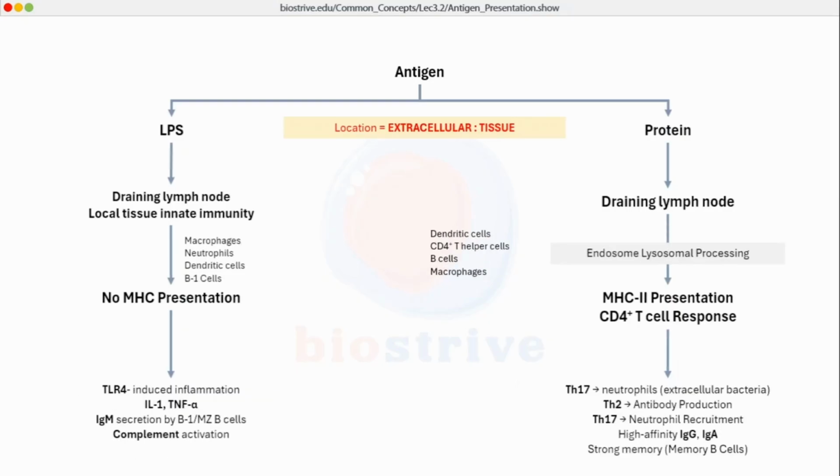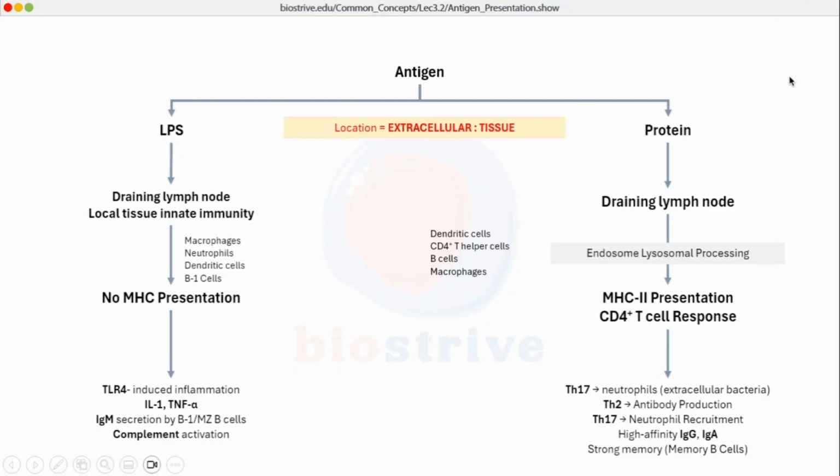Now let's come to the last one, where the nature of antigen itself is extracellular and the site of infection was tissues. If the nature is LPS, it will be taken down to the draining lymph nodes of local tissues. There will be no MHC presentation as we saw with the previous one, and there will be only B cell activation. A TLR4 response will be there. There will be some cytokine generation, complement activation, and IgM generation. No memory response will be seen.